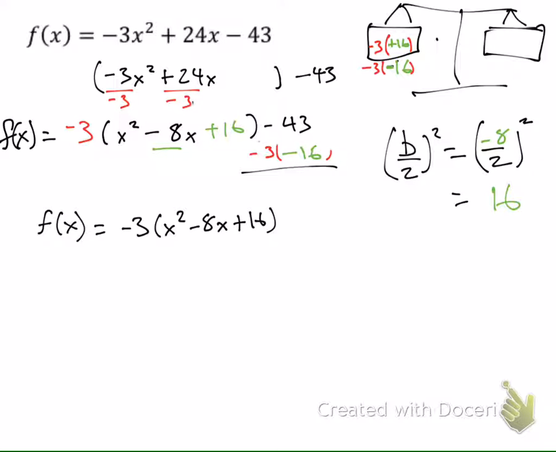Negative 43, negative 3 times negative 16. Do that out first. That should give you a positive 43. So we're actually adding 43 to negative 43. Oh, excuse me. No. 48. I apologize. 48. I'm adding 48 to negative 43. You would be left with positive 5. All right? So that's keeping everything balanced.